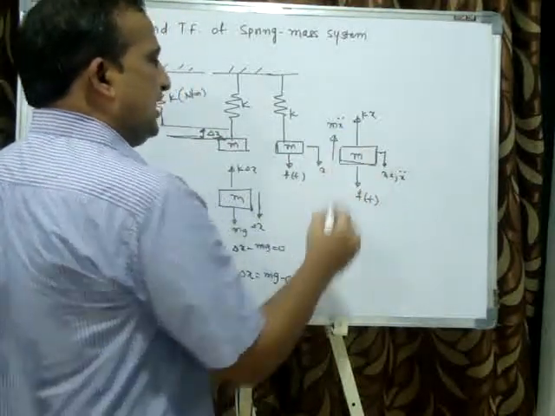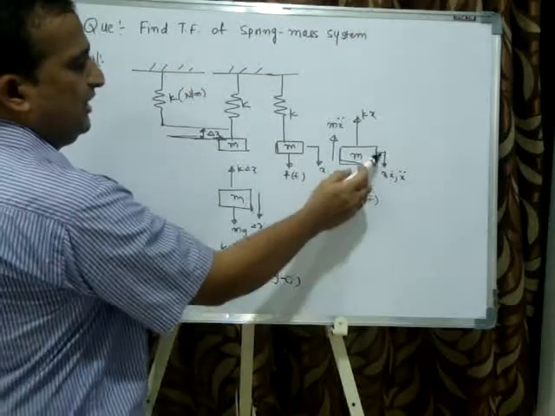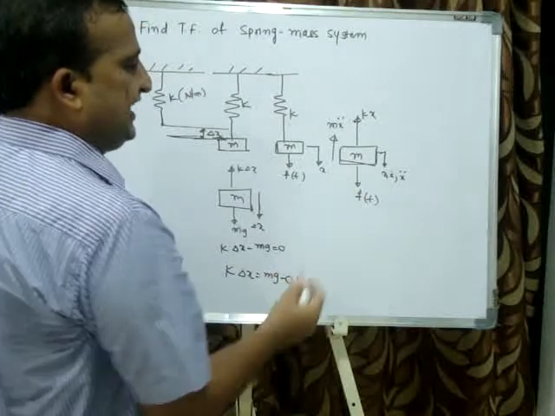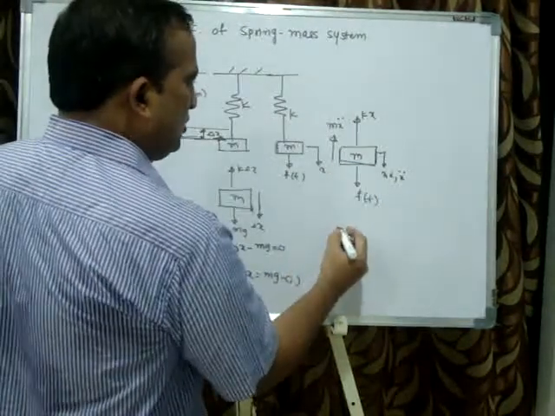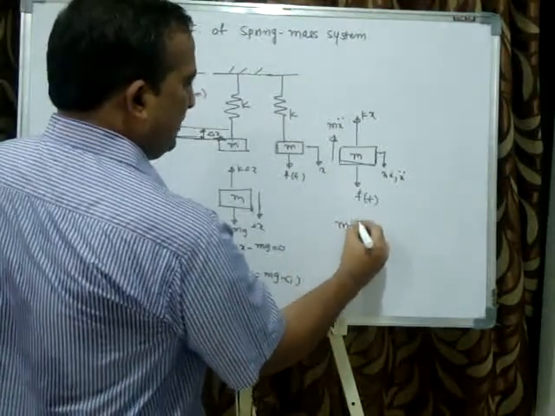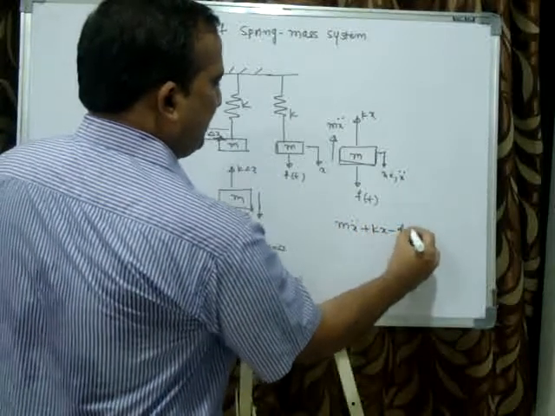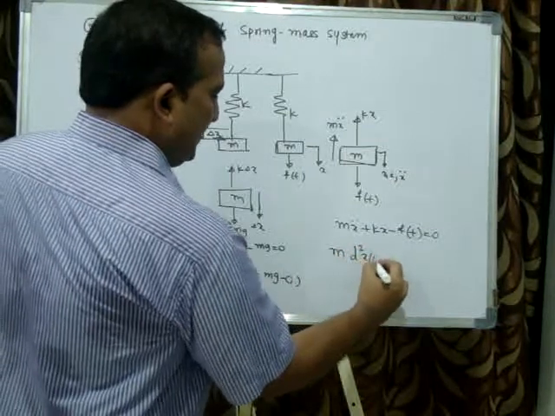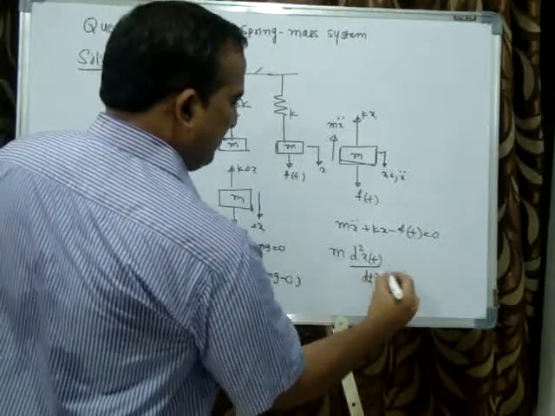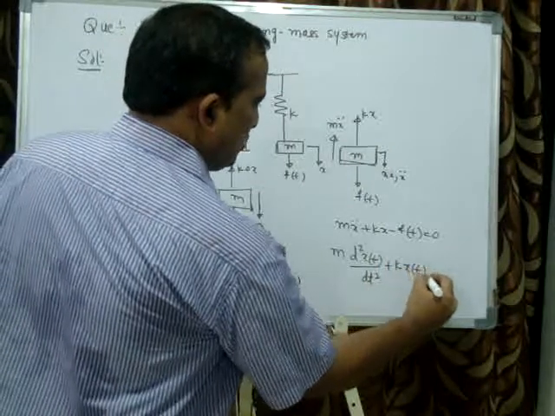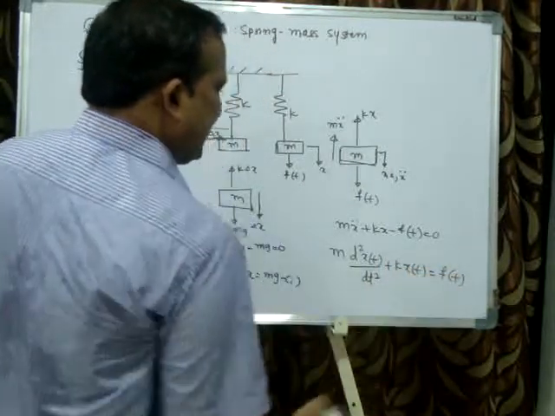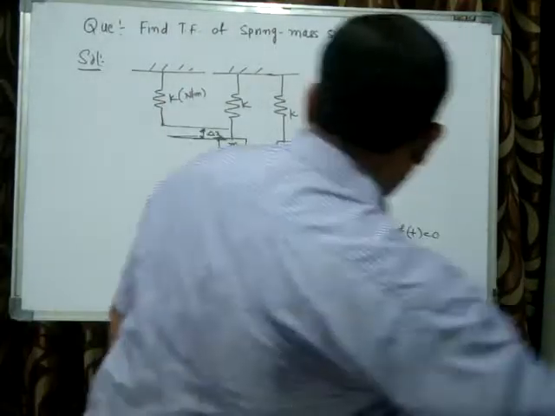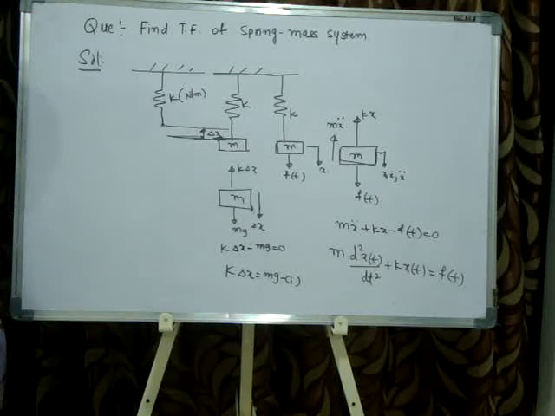Inertia force is also acting in the opposite direction of the motion. Spring force is also acting in the opposite direction of the motion. F of t is the external applied force. Sigma f of y equal to 0, then m x double dot plus kx minus f of t equals 0. In differential form: m d square x of t by dt square plus k x of t is equal to f of t. This is a second order differential equation. Whenever there is a mass, you will get a second order differential equation.